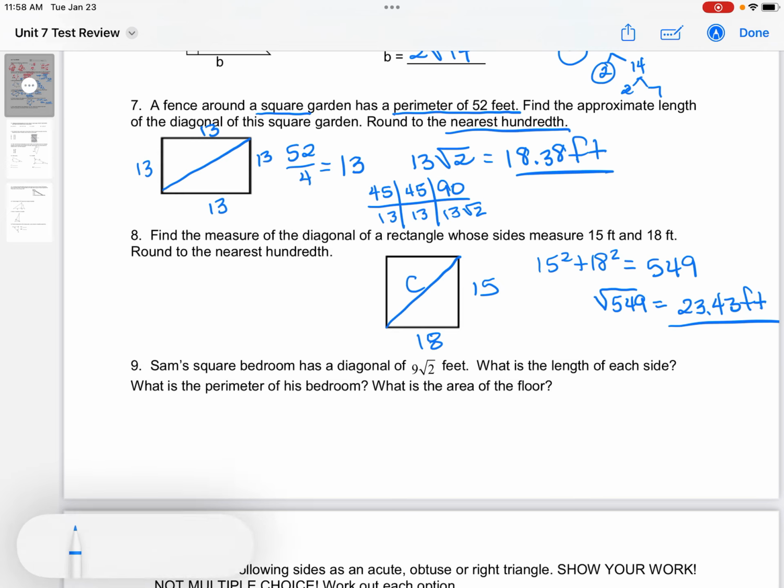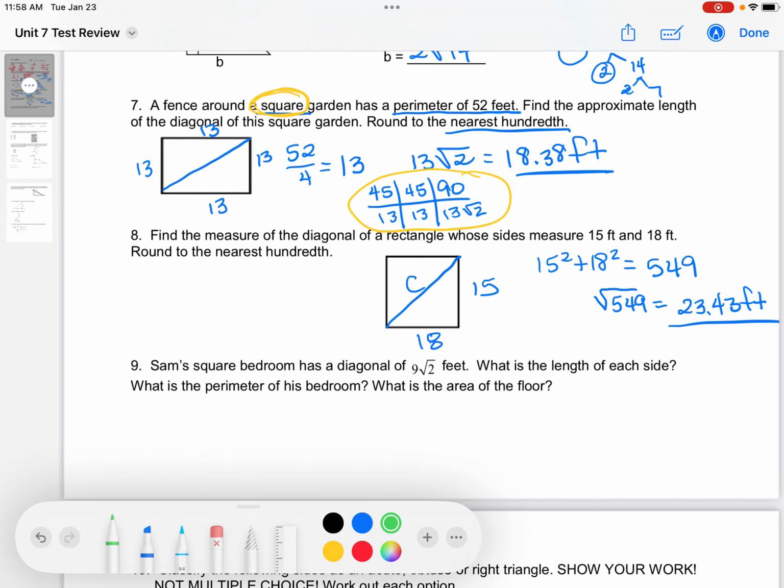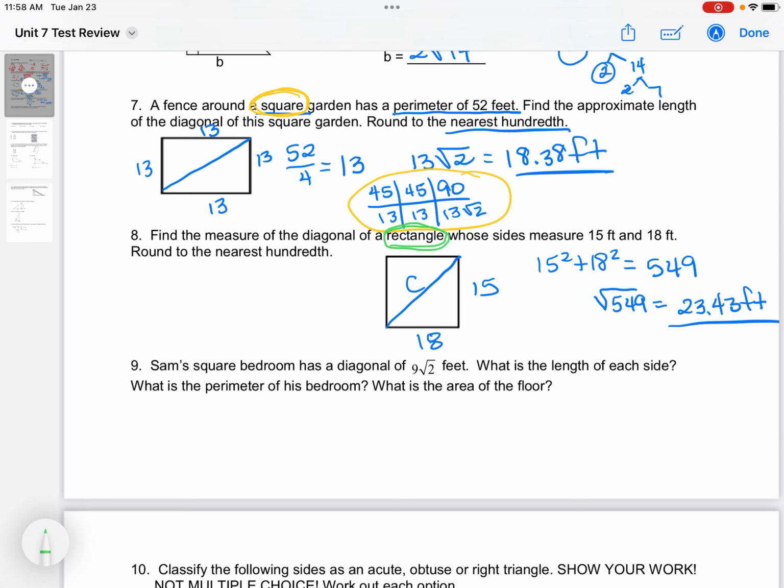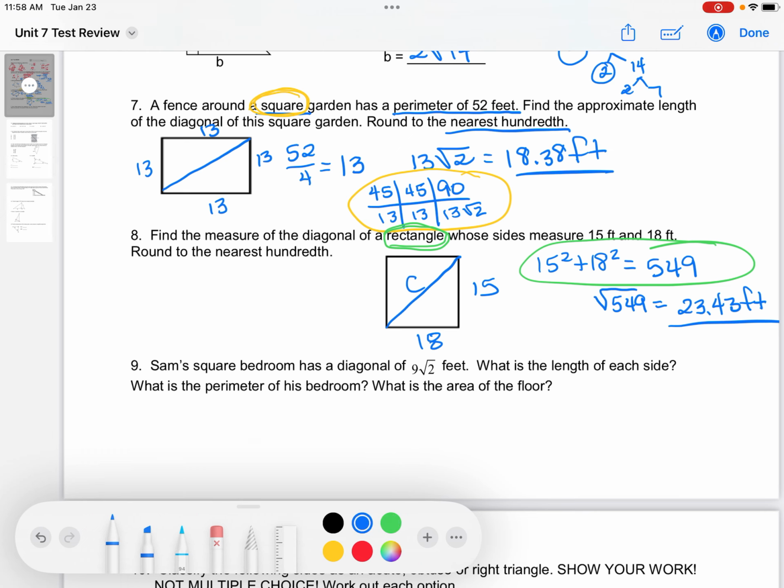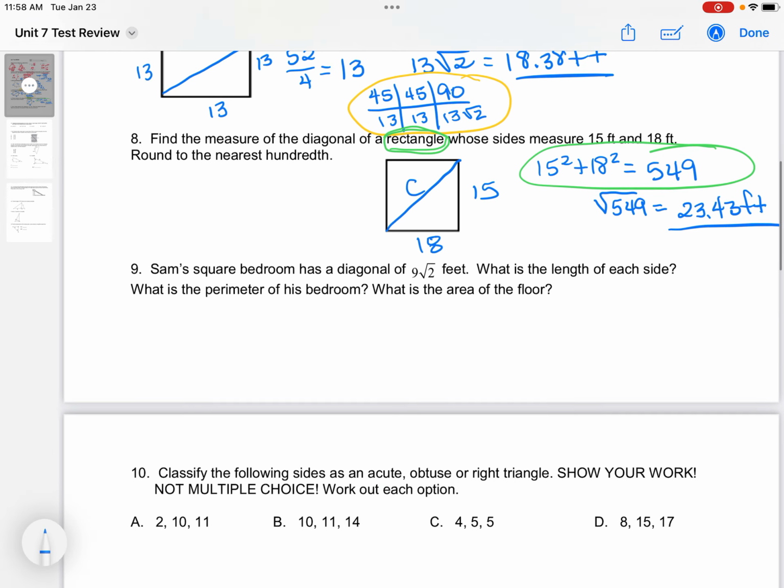So for a square, you can use 45, 45. This works. If it says rectangle, you gotta do this. Okay, back to work.